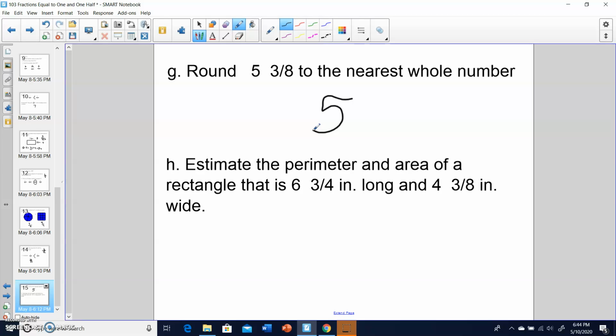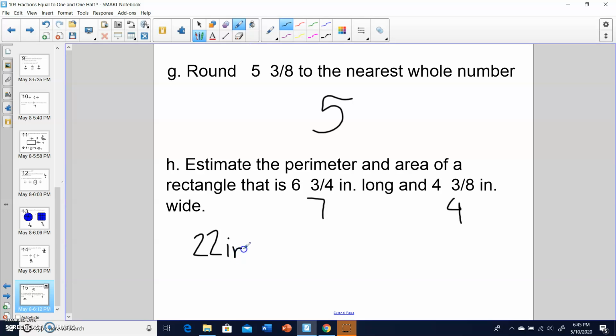Estimate the perimeter and area of a rectangle that is 6 3/4 inches long and 4 3/8 inches wide. Okay, so perimeter, I'm going to add up all 4 sides. 6 3/4 rounds up or down? Okay, we're going to round it up to 7 inches. 4 3/8 would round down. It's less than half. Okay, so 7 plus 4 is 11. And 7 plus 4 again would be 22. So my perimeter would be 22 inches.